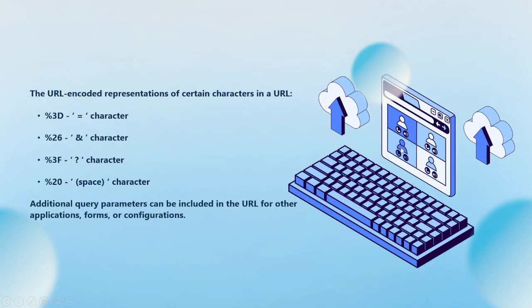As I mentioned a while ago, there were special characters used in the URL. Why are these characters used in this way? Because these characters cannot be part of the URL parameter, therefore they're encoded in a special way, in a unique representation. So %3d represents the equal sign, %26 represents the ampersand, %3f represents the question mark, and %20 represents the space character.